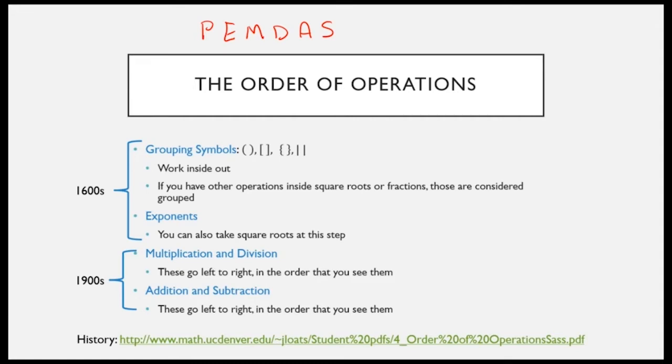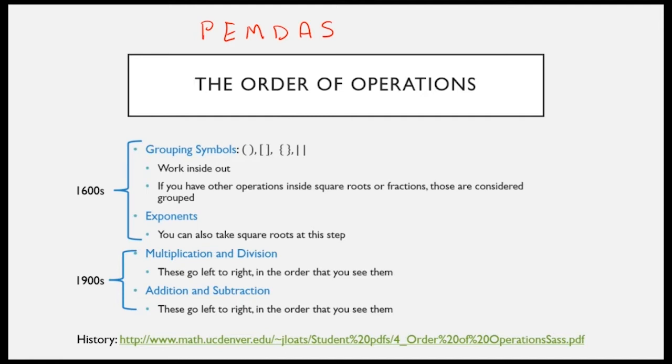So you can have brackets, absolute values, braces. If you have things going on inside square roots, if you have fractions with things going on in the top or the bottom of a fraction, anything that's kind of grouped together, that is all done first.